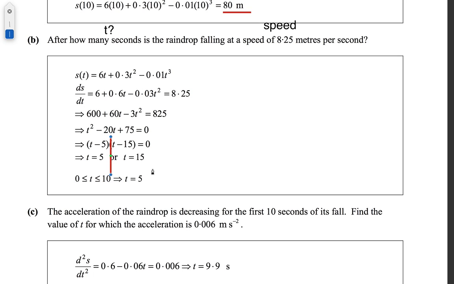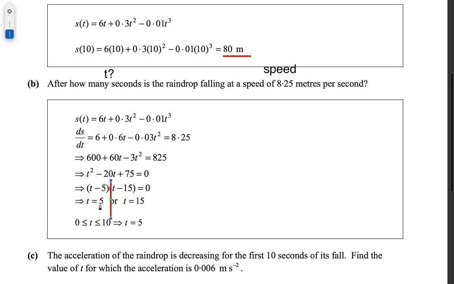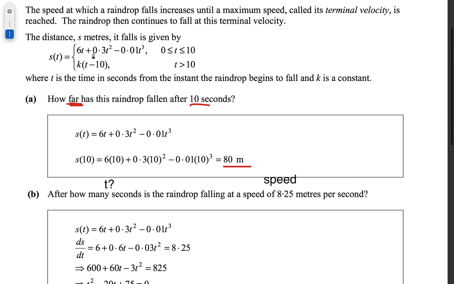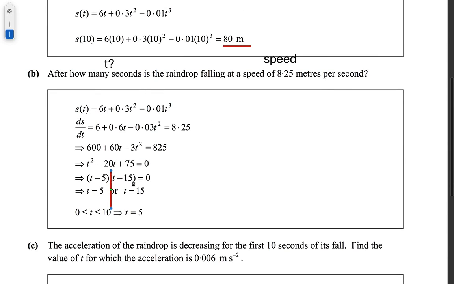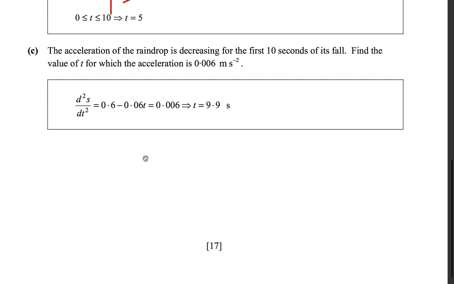Now in this particular question, only one of them is valid. They didn't ask us for two values. And the reason only one is valid is because we have 5 or 15. But this function is only valid up to 10 seconds. That's the one we used. So this gets crossed out. This is our answer. T equals 5 seconds.